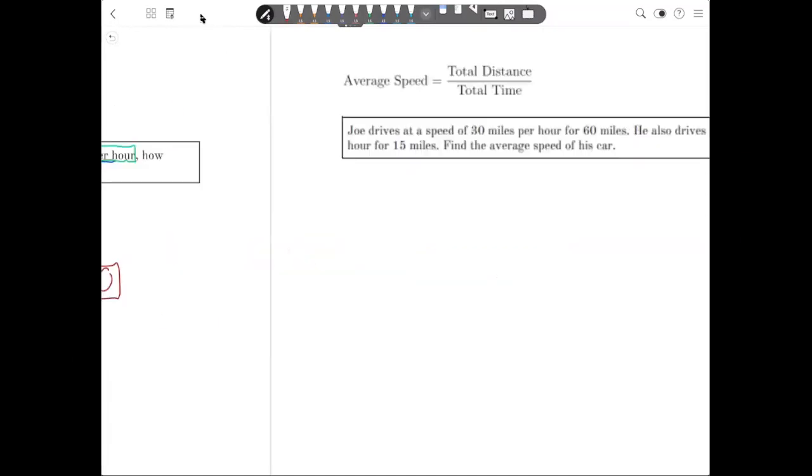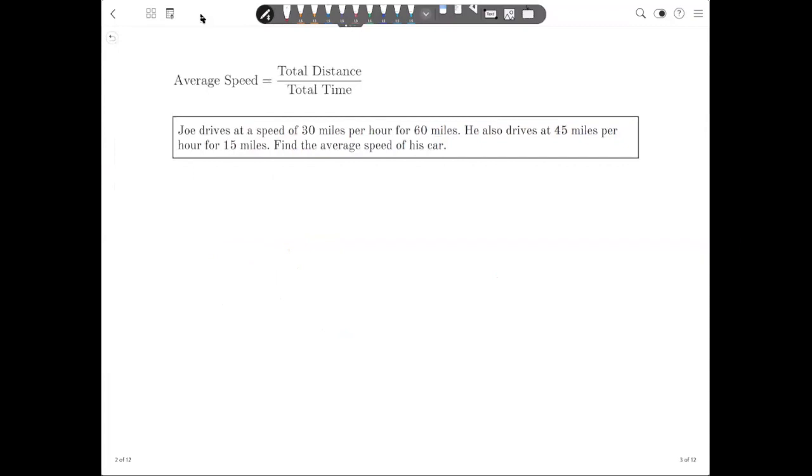Let's move on. Now we're going to cover a formula that helps us find the average speed. The average speed is the total distance divided by the total time. This is something that's actually quite important. So let me explain with this example. Joe drives at a speed of 30 miles per hour for 60 miles. He also drives at 45 miles per hour for 15 miles.